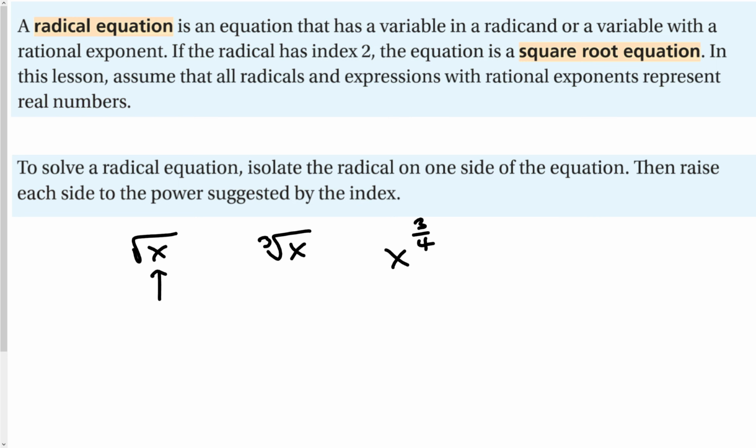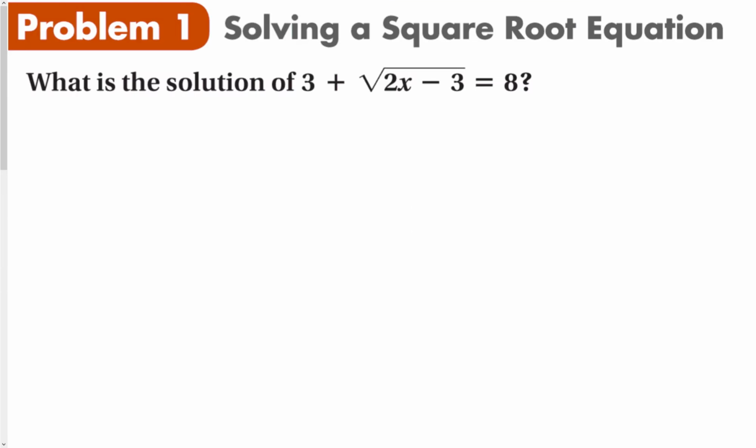Okay, so to solve these radical equations, we very simply have to isolate the radical on one side of an equation. Then undo the radical by raising each side to the power suggested by the index. Raise each side to the second power, raise each side to the third power. We'll get to that one, but a little different. Let's start with a square root equation, right?